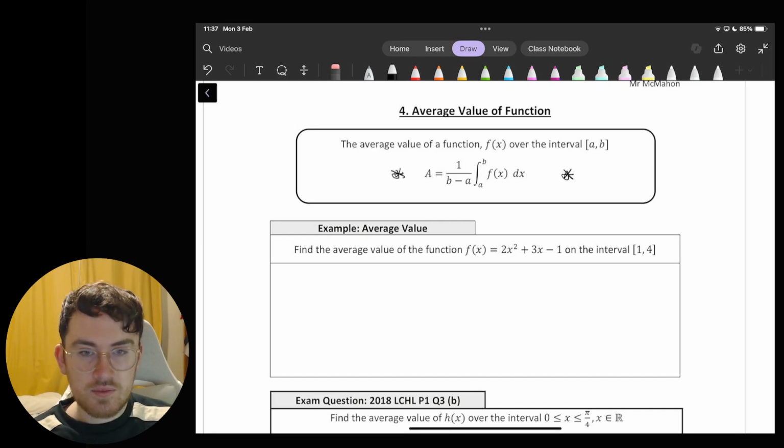The key thing here is that this is something you would need to know. This is not something that would be given in your formula and tables book. This is something you would need to know of, so just be aware of that already for yourself.